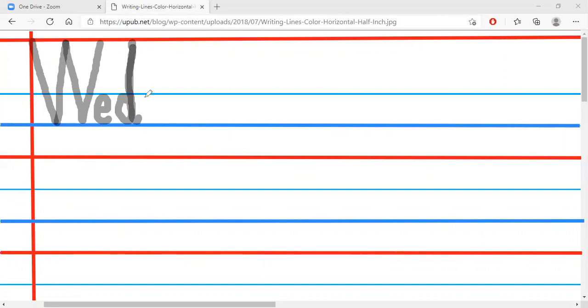Let's do the N. Very good. Another E. Take your time and write slowly. Make sure your letters are formed properly. I want very neat work. Let's do an S. Again, between the two blue lines.